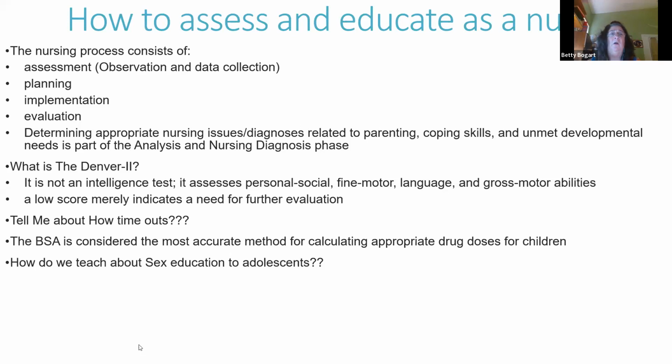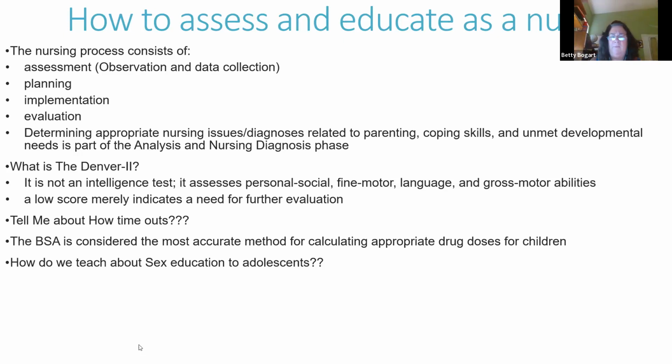Okay. So appropriate nursing diagnoses, you know that parenting coping skills are part of the analysis and nursing diagnosis phase, okay? So how are they dealing with these things? Now, a Denver II test, it is not an intelligence test, it's not an IQ thing. What it does is look at these developmental levels, their gross and fine motor skills, right? Are they able to communicate, be around other children, and is the way that they use their hands and the way they run up to where their age group is?